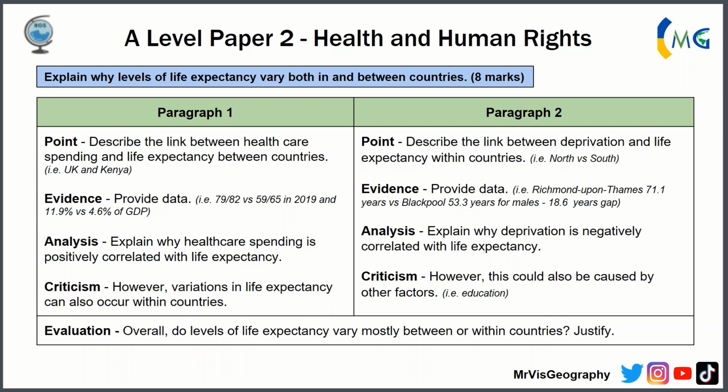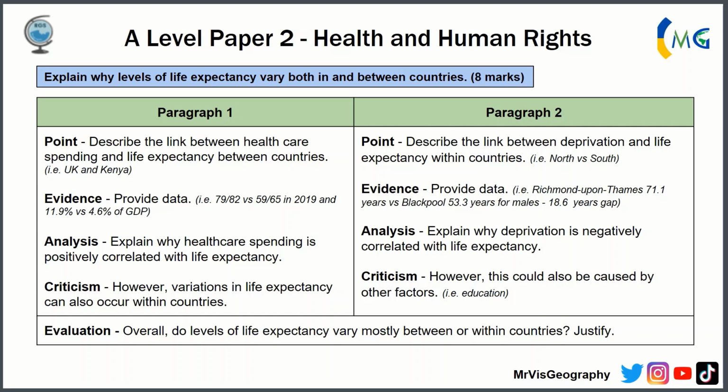Then in your criticism, you can also tell me that, however, variations in life expectancy can occur within countries. Whilst the UK has a high life expectancy, it doesn't mean everyone in the UK has a high life expectancy. Case in point being, women live longer than men. Okay. Paragraph 2, you then go into a little bit more detail.